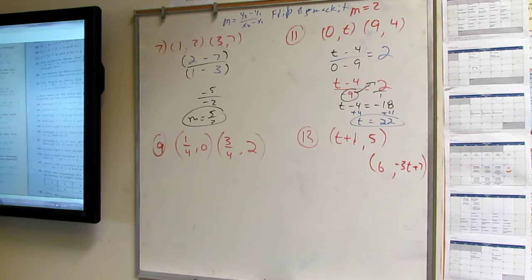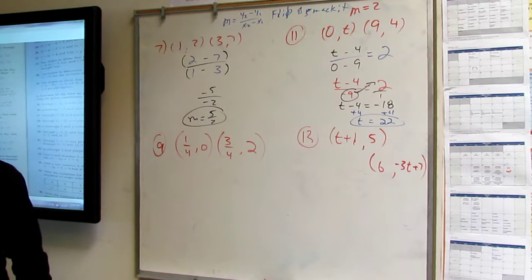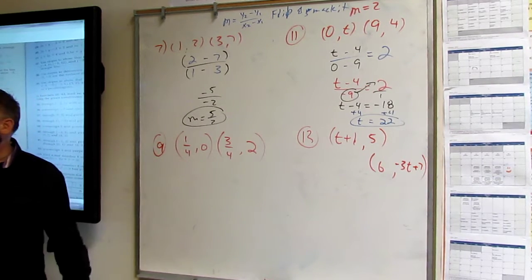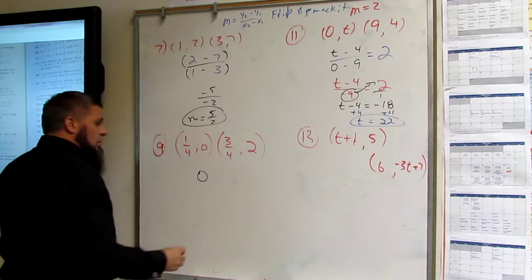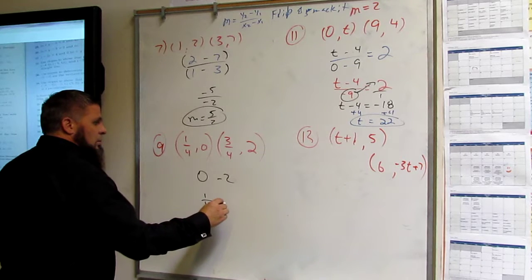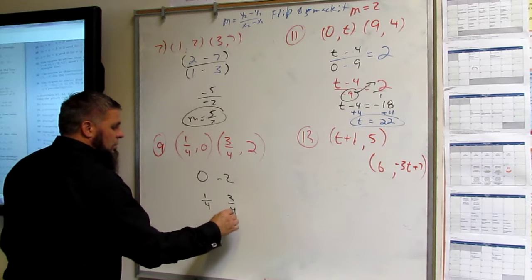Let's go backwards a little bit. What is it? What's on top? What's on top, Norman? Which one? 0. 0 and minus 2 over 1/4 minus 3/4. That's it.